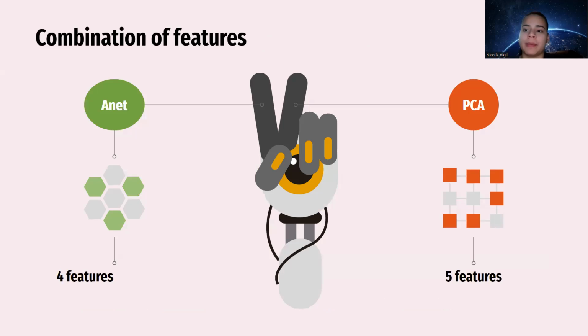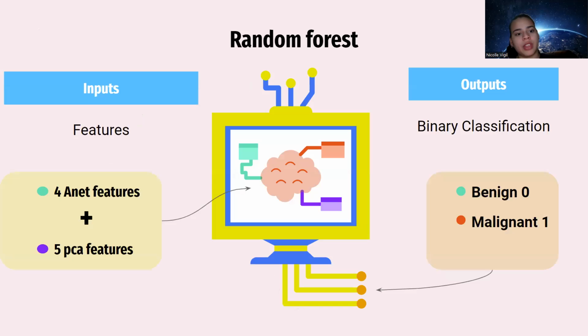So after we reduced the traditional features to 5 features with the PCA, and after we got the 4 features from the ANET, we're gonna combine these 2 sets of features to later give them to the classification method, and we do this in order to make the method more robust, which is gonna be the random forest method. After that, the inputs for the random forest, as we said, will be the features, which consist of the 4 ANET features and the 5 PCA features. Later, the random forest performs binary classification, and the benign features will be given as 0, and the malignant features will be given as 1.